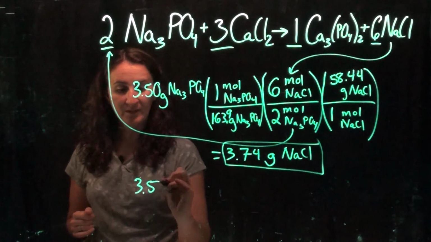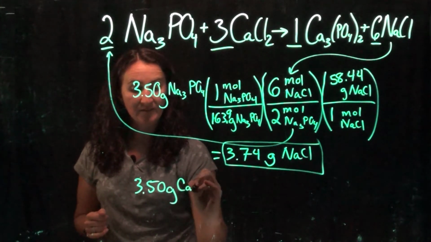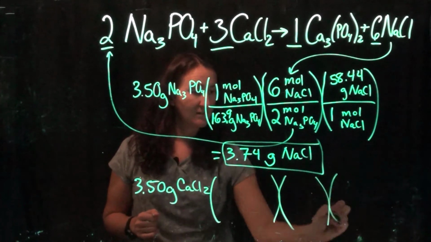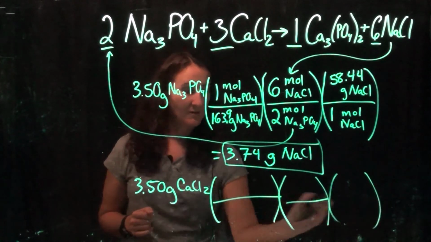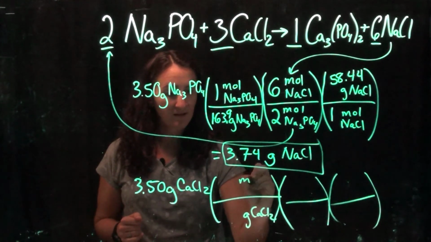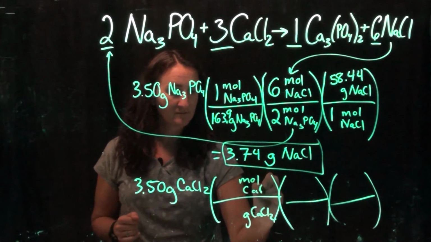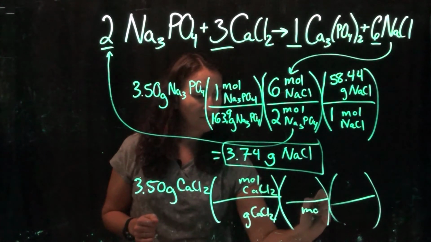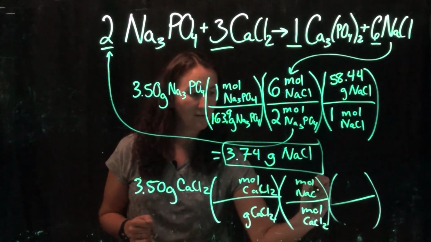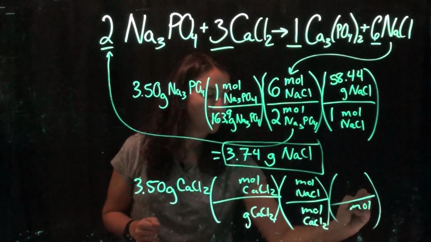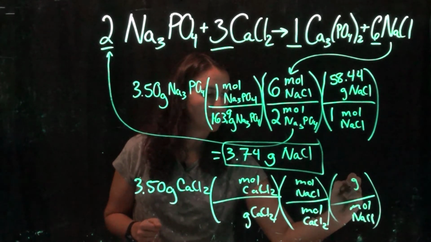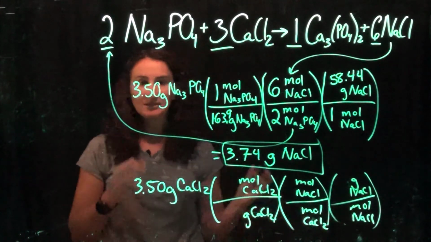So let's start out with 3.50 grams of calcium chloride. I would convert it the same way we just did, 3 conversion factors, set them up, do those units first: grams of calcium chloride, moles of calcium chloride, converting to moles of sodium chloride, and then you've got moles of sodium chloride, which we are converting to grams of sodium chloride. And now you just stick in your numbers.